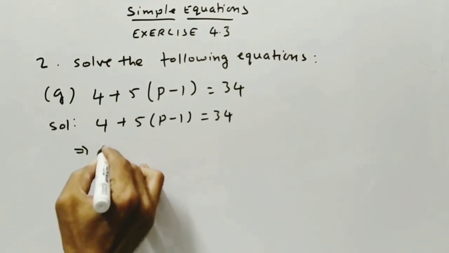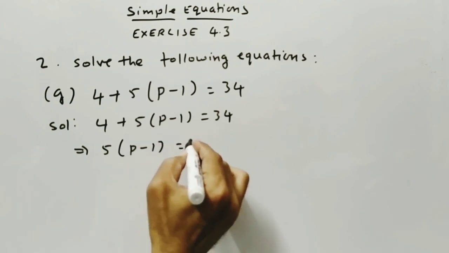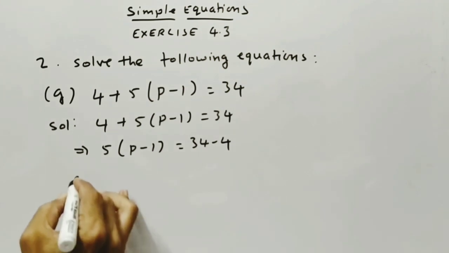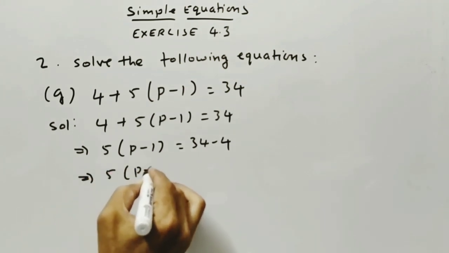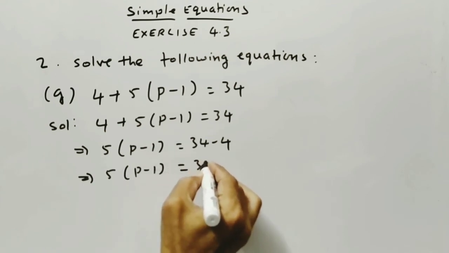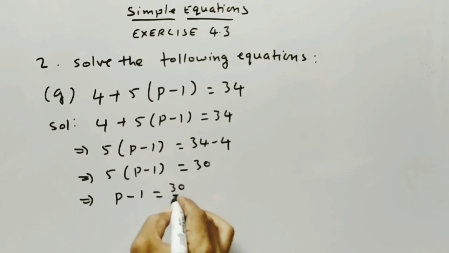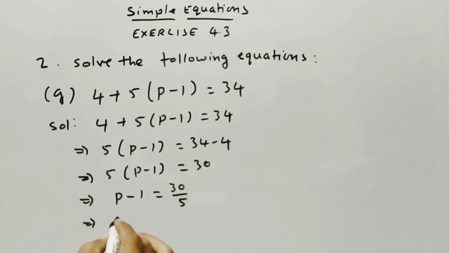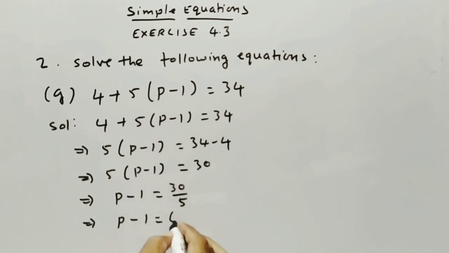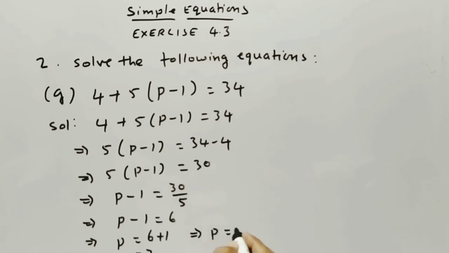This implies 5 into P minus 1 you can keep as it is, equal to 34 minus 4. This implies 5 into P minus 1 is equal to 30. This implies P minus 1 is equal to 30 divided by 5. This implies P minus 1 is equal to 6. This implies P is equal to 6 plus 1. This implies P is equal to 7 is the solution of the given equation.